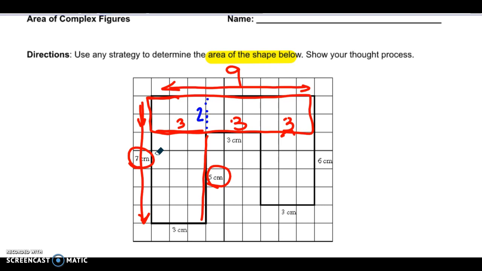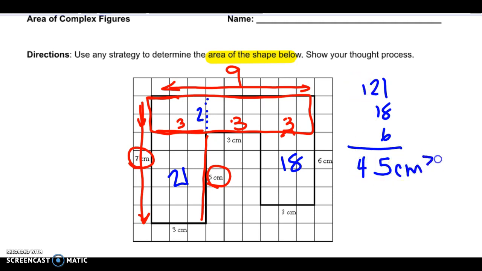So I'm not going to walk through this entire example, because we know that this one was 21, this is 18 plus 6 were my missing pieces. So hopefully you arrived at a conclusion of 45 centimeters squared for this shape. But of course we have to jump into a couple examples that aren't as simple.